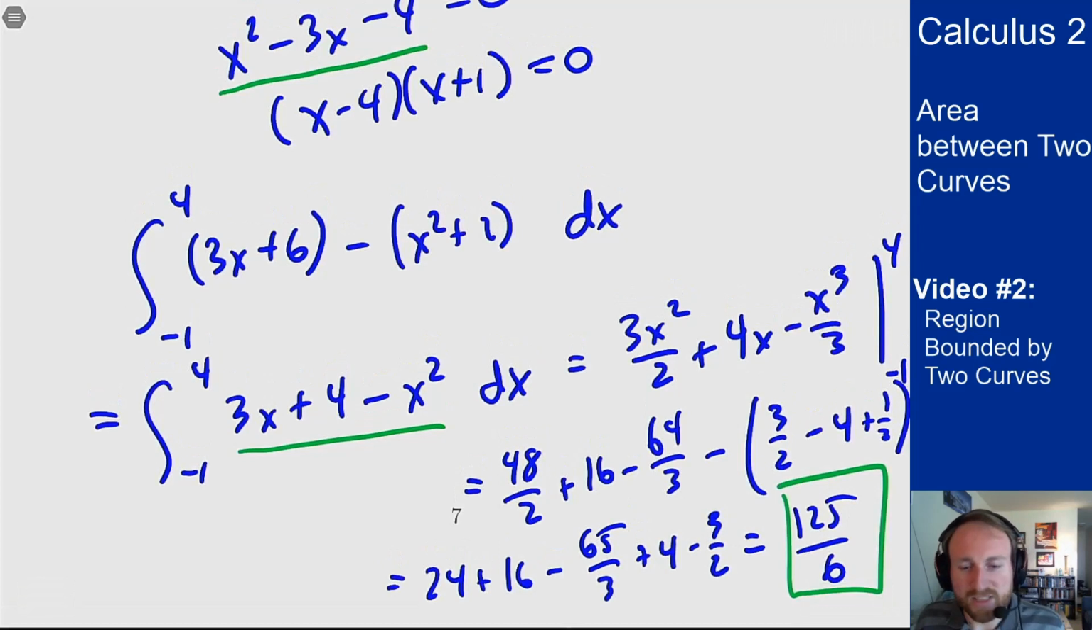So that's the general process of how you can use this idea of area between two curves to find the area of a region bounded by two curves. You just have to find the endpoints first by looking for intersection points, and you can go from there using your normal methods to find the area of that region as well.